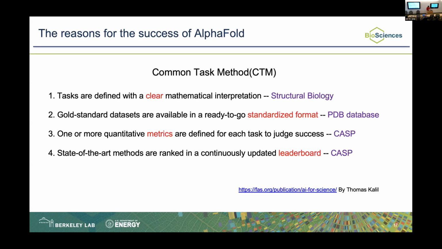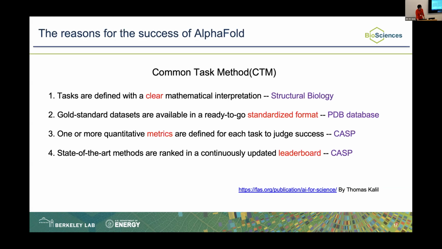So the success of AlphaFold is not an easy task. It's not a common thing in the scientific world, because we need four factors to make it successful. First, we need tasks that are clearly defined with a mathematical interpretation, which is structural biology, and has been developed for 50 years. So we know how to quantify the structure, how we see whether this is an accurate structure or wrong, and how we represent it.